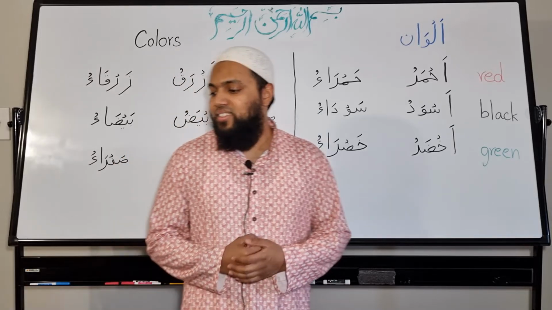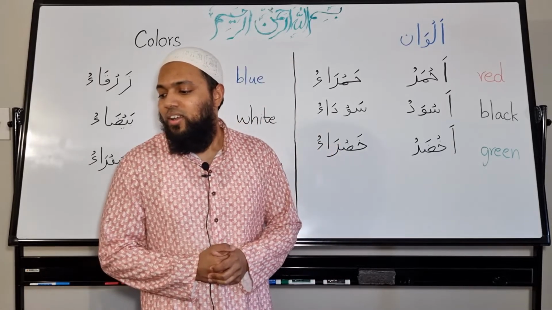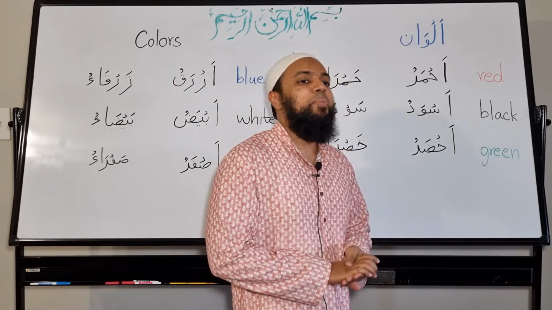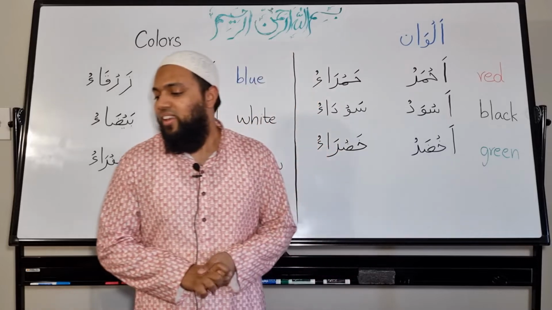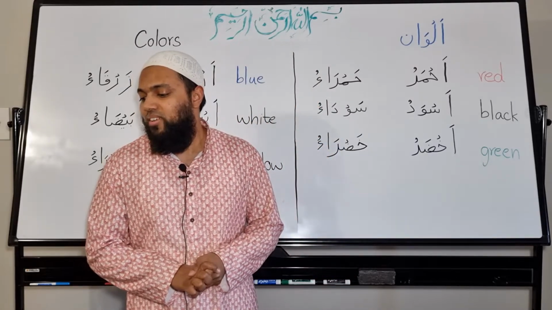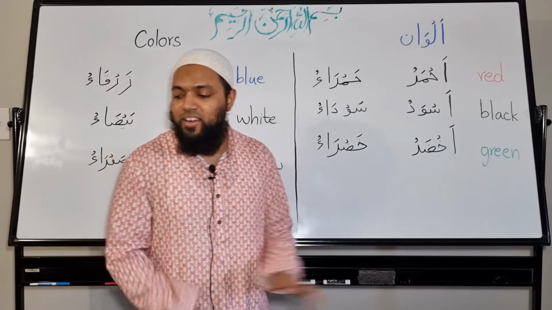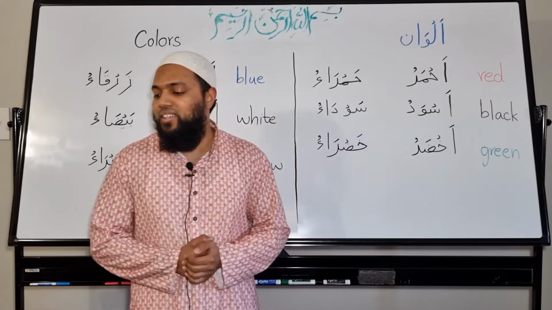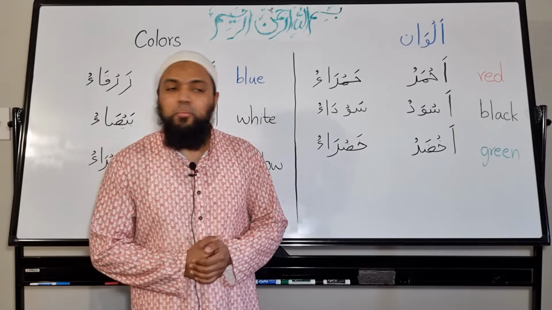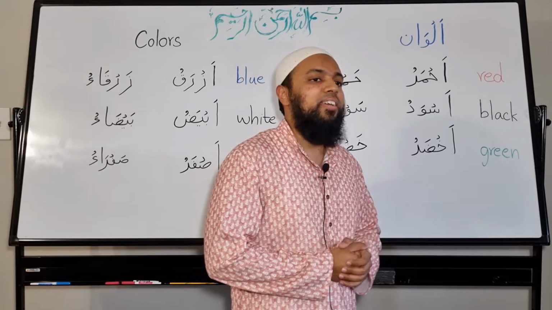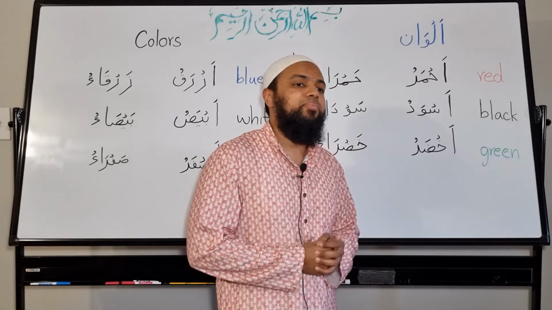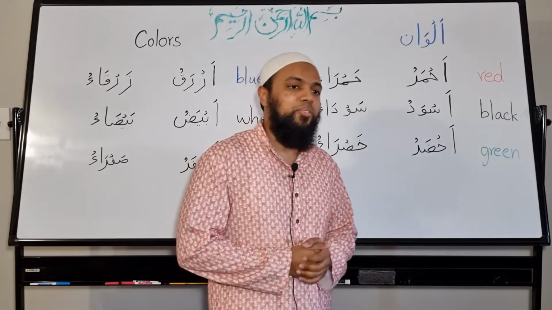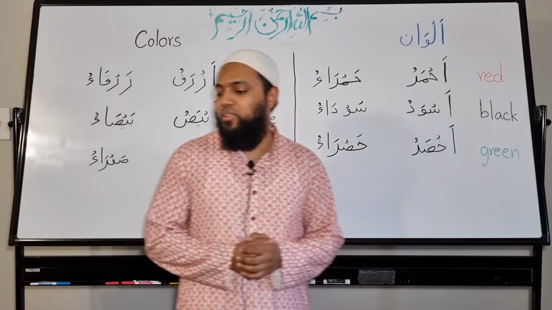So two fans are beautiful. So al mirwahatani jamilatani, right? So these are examples that are not related to colors but just related to the previous topic. And if I want to say the mosque is big, what would I say? Al masjidu kabirun.